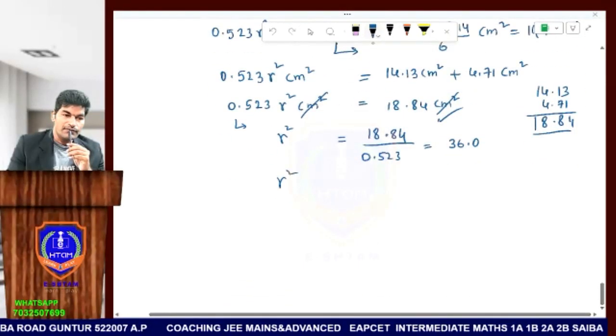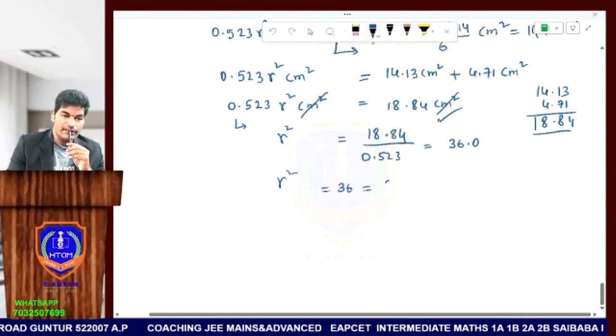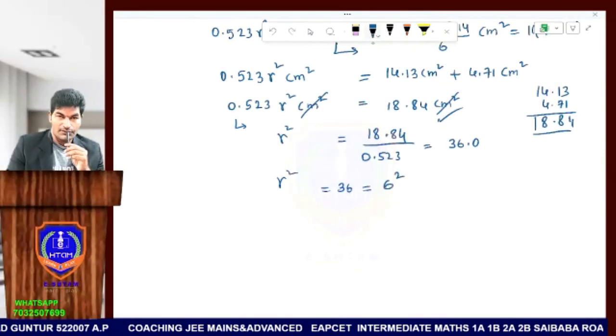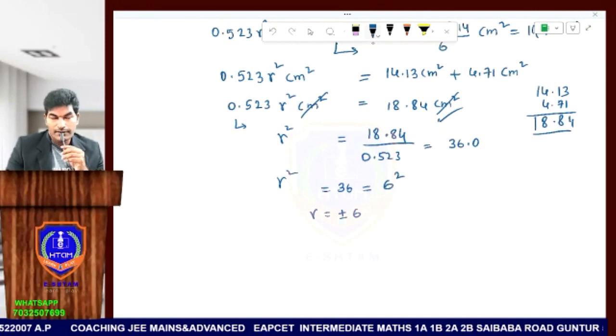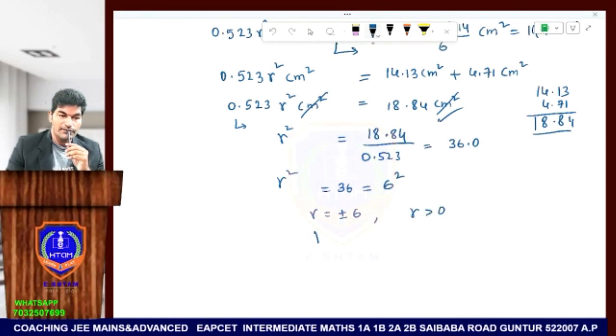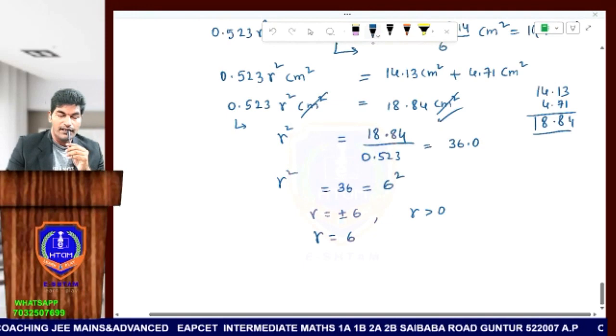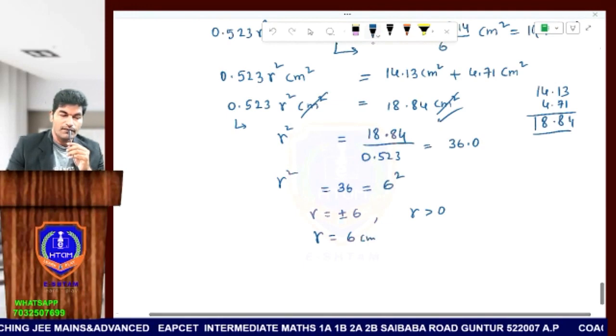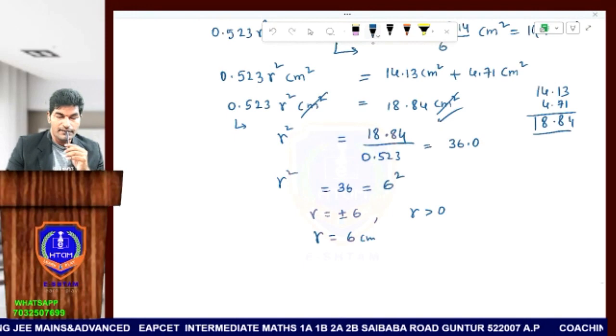Now, r square is 36. You can write 36 as 6 square, and you can remove the squares on both sides. In mathematics, if you remove the even powers, then you will get a plus or minus value. But actually, it was radius, and you know that it is always positive. So that's why we are taking r equal to 6 centimeters, because radius was measured in the entire problem in centimeters. So I took centimeters, right? Now, r will be 6 centimeters.